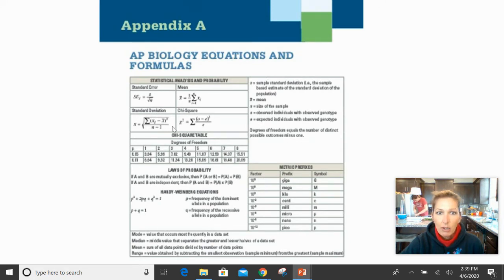There's this chi-square that's going to be brand new for you. There's some metric prefixes. There's also the Hardy-Weinberg equation that you guys have seen. And then mode, median, mean, and range is defined for you too, in case those are asked.